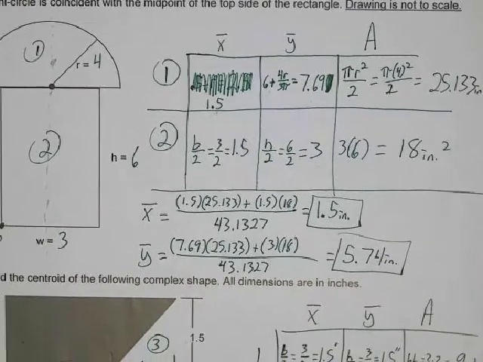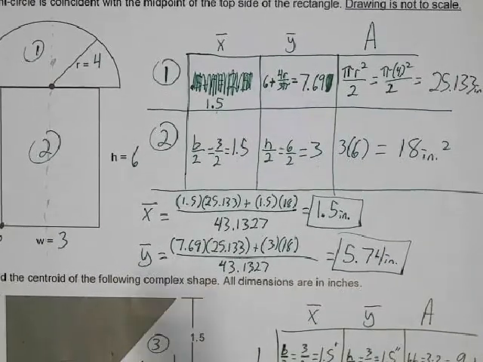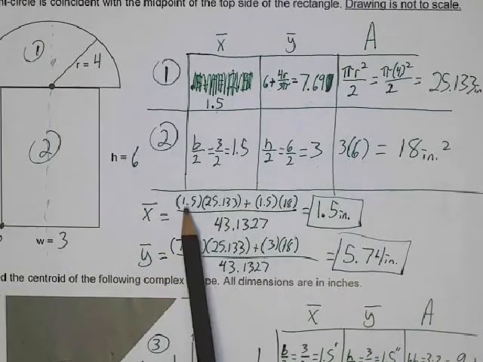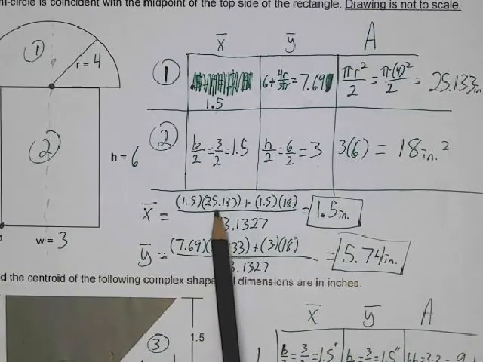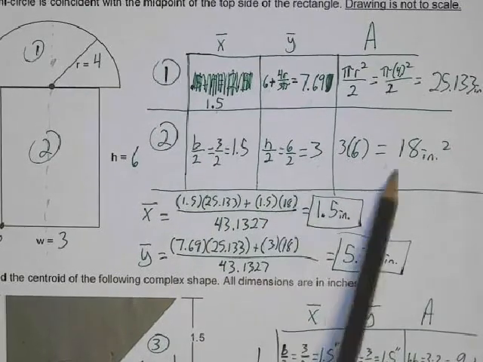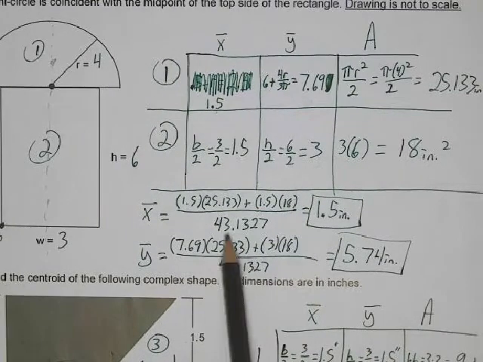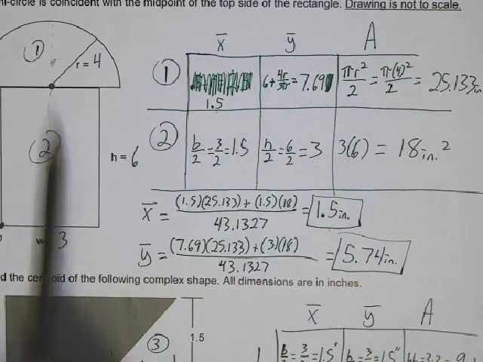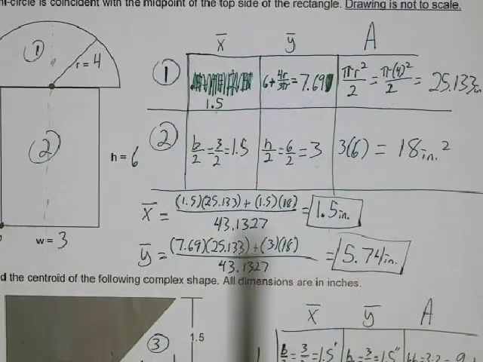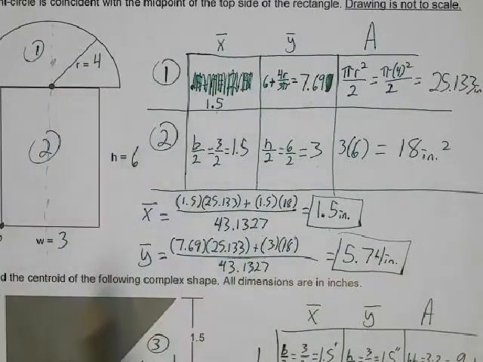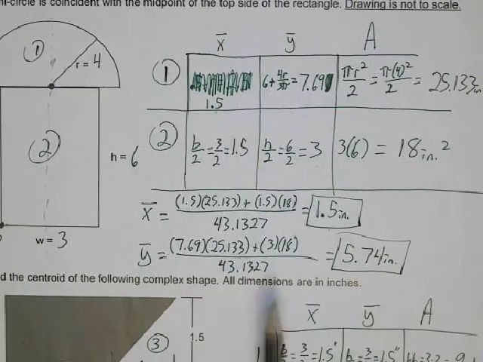So now when I go in and do my complex shape, just to prove out that the centroid of this symmetrical shape in the x direction, if we show our work, 1.5 times 25.133, x bar times area of the semicircle, plus 1.5 times 18, x bar times area of the rectangle, all divided by both areas added together, I get 1.5. So that proves out that, yes, this is a symmetrical shape, and the x bar is right in the middle of that. The y bar, though, because it's not symmetrical this way, the y bar is not just half of that. So we have to calculate that out.